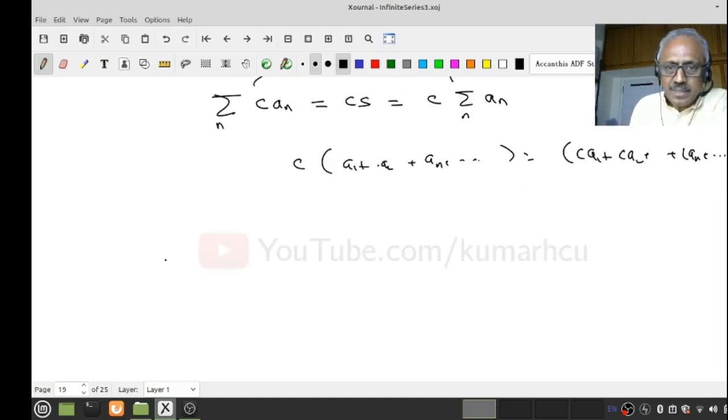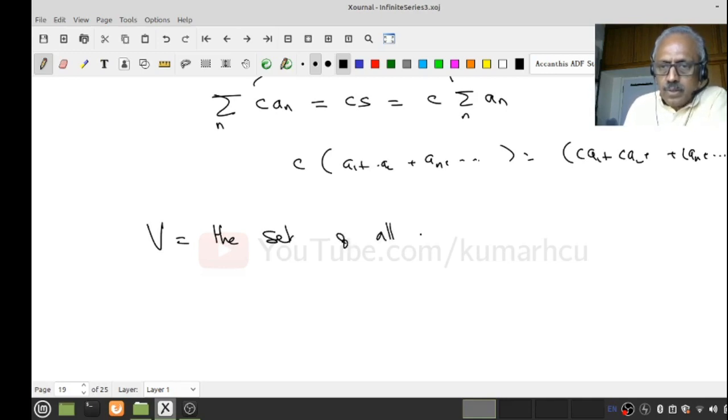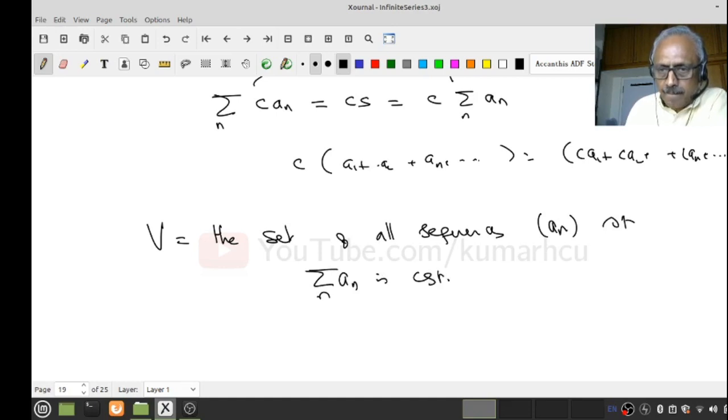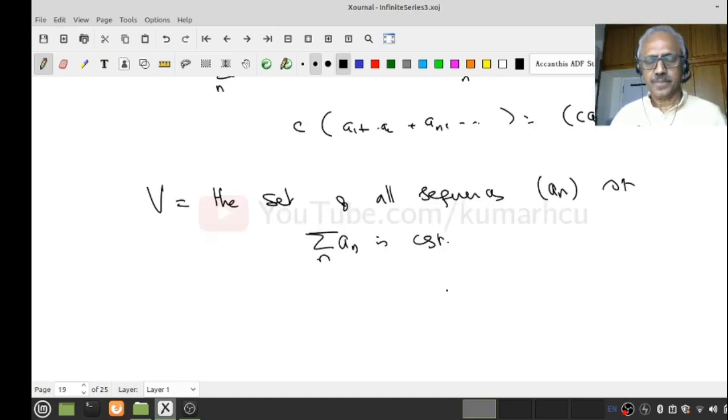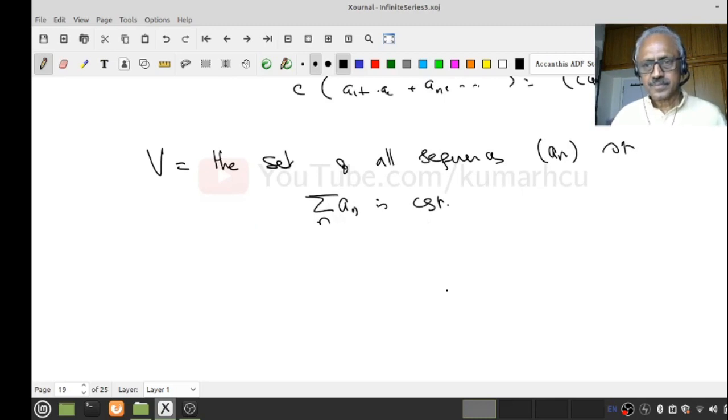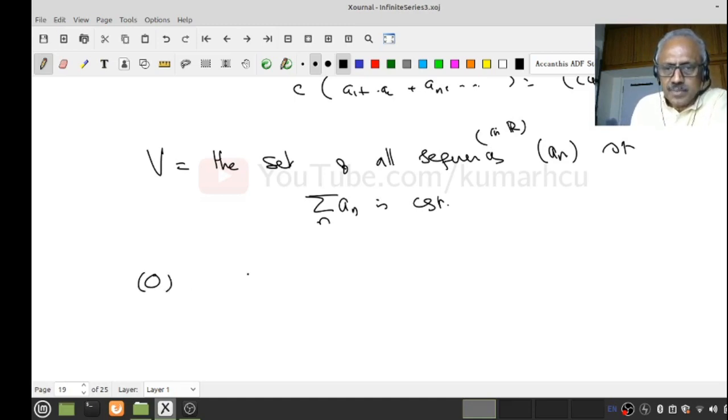So now let us look at, okay, let V be the set of all sequences AN so that summation AN, the infinite series, is convergent. Are you following? Of course it's all real if you want in R. Now this is non-empty because the constant sequence 0 is there, because the associated infinite series is 0, we know. Therefore the constant sequence 0 belongs to V.